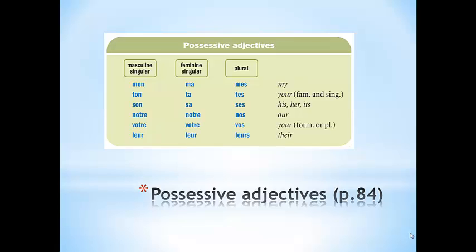So in your textbook, you have a handy-dandy table of the possessive adjectives. You see the masculine singular, the feminine singular, the plural, and then on the far right, the English equivalent. So I will go through these for pronunciation so you can get an idea of what they sound like. Mon, ma, mes, ton, ta, tes, son, sa, ses, notre, nos, votre, vos, leur.